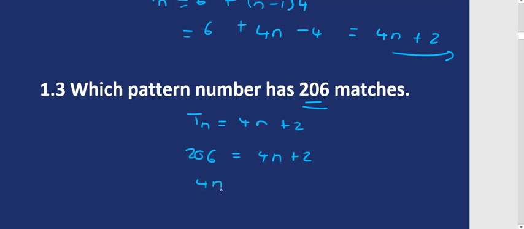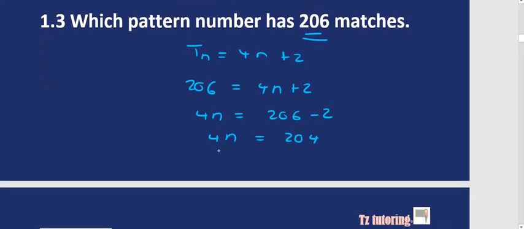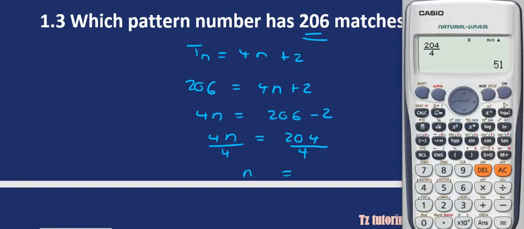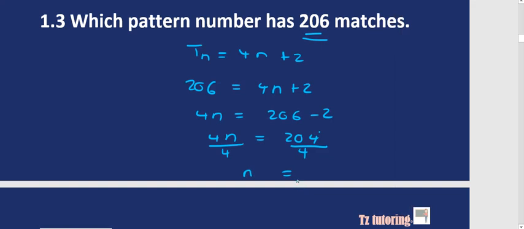And of course, if we are simplifying this, it will become 4n plus 2 equals 206. All right, so if we divide both sides by 4, 204 divided by 4 will give us 51. Right, so you can see that 204 divided by 4 will give us 51. So that will be the 51st pattern. The 51st pattern will have 206 matches. Okay, that's it for grade 10.